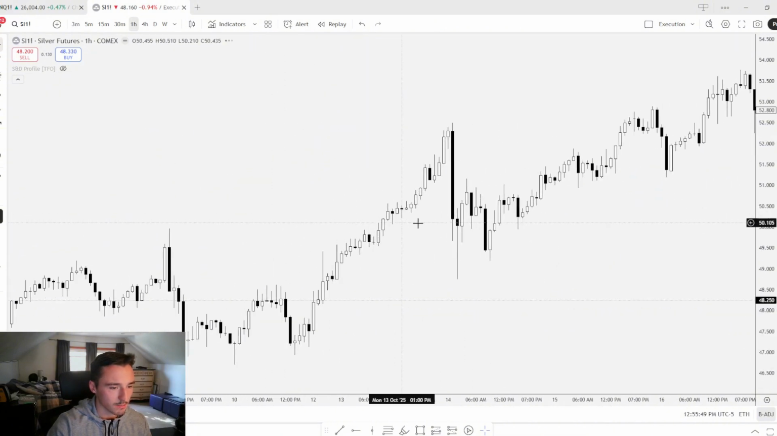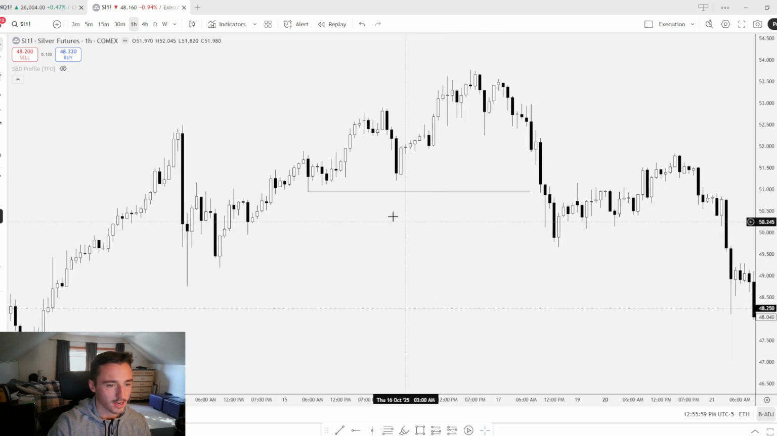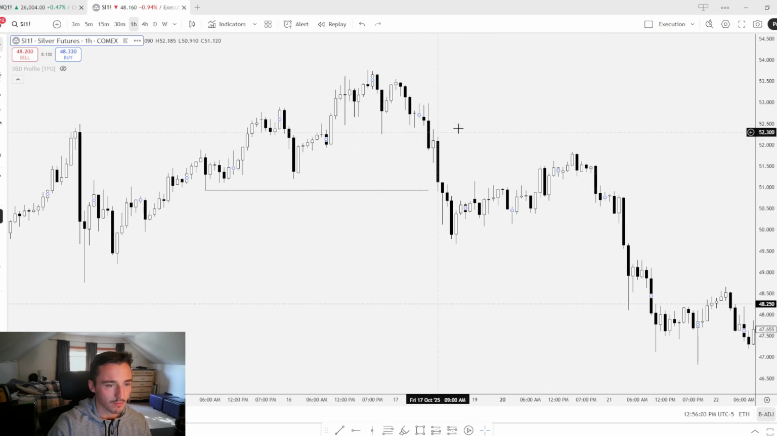I'm trying to see if I can find, like, right here, right? We have relatively equal lows right here. This is a high probability draw on liquidity. Also this one down here, right? This is a high probability sell side draw on liquidity, right?